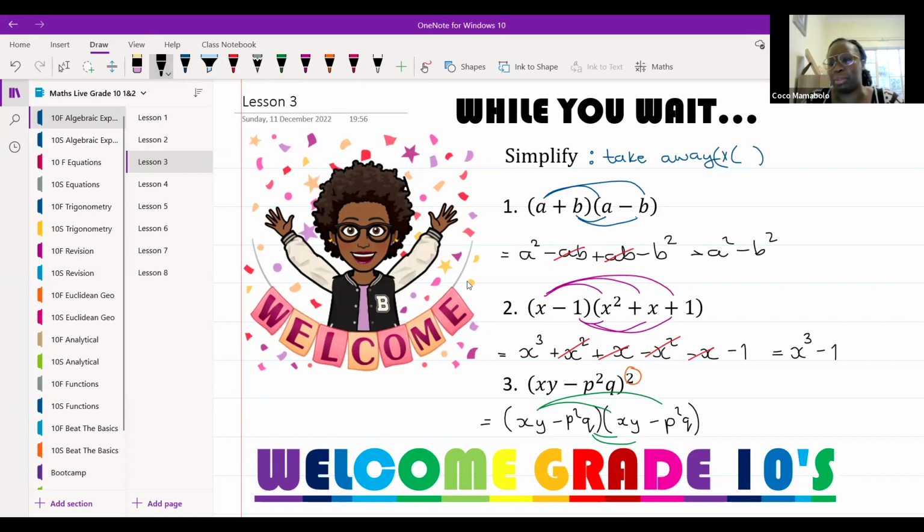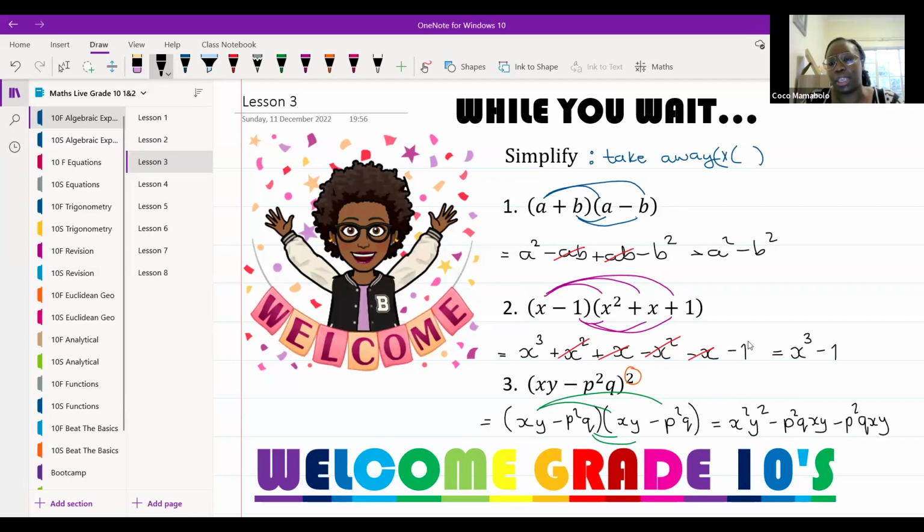Okay, this one is going to be a bit messy. Okay, it's not going to look as nice as we would hope. All right, so I'm going to get xy times xy. That's going to give me x squared y squared. And then I'm going to get xy times negative p squared q. And none of those are like terms. So we're just going to write negative p squared q xy. And then we'll do the inner, negative p squared q times xy, is going to give us the exact same thing. Negative p squared q xy.